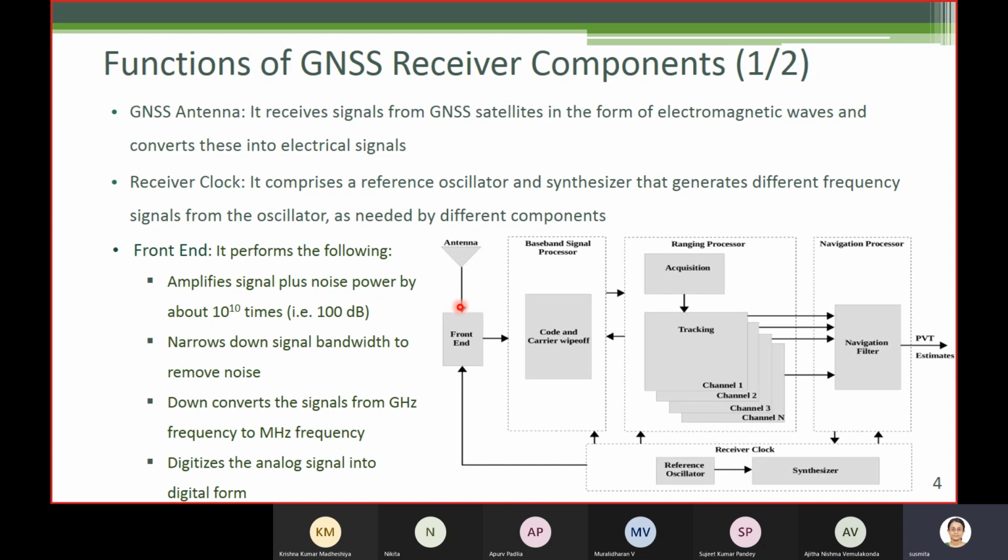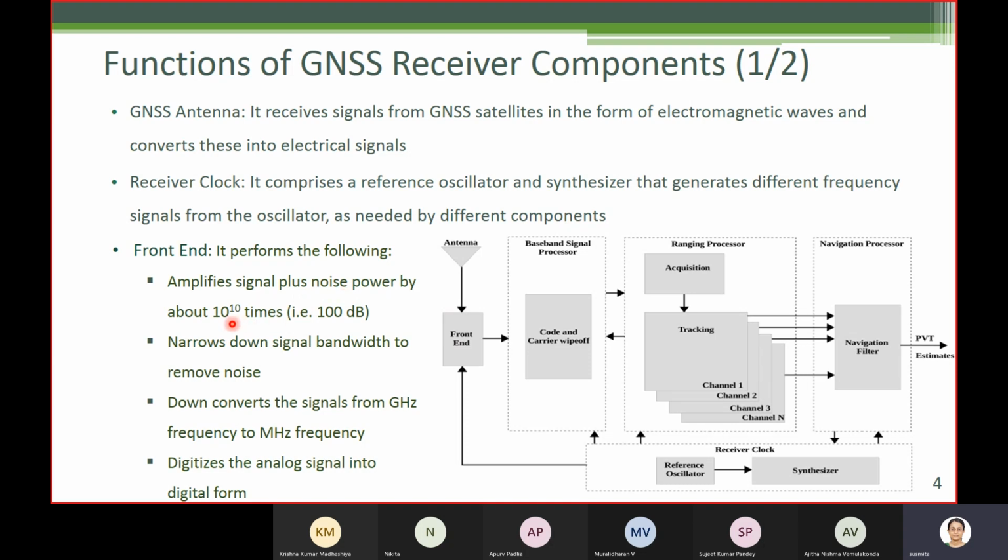Now, such low power signals cannot be processed by the receiver components. So the first thing that the front end does is amplify the signal plus noise power. At this point, it is not possible to distinguish the signal from noise. So whatever amplification it does applies to both signal plus noise. So it amplifies the signal plus noise power by about 10 to the power 10 times.